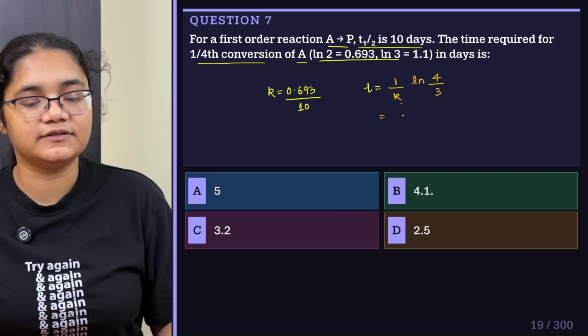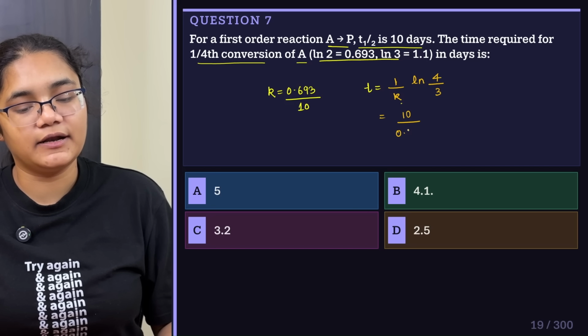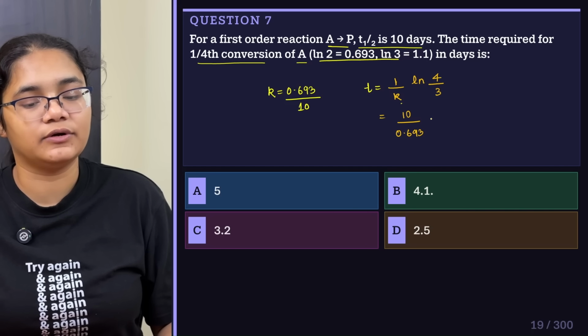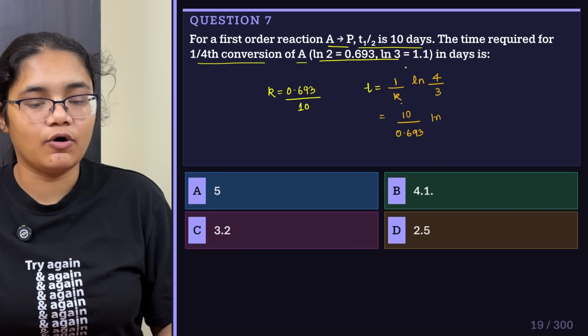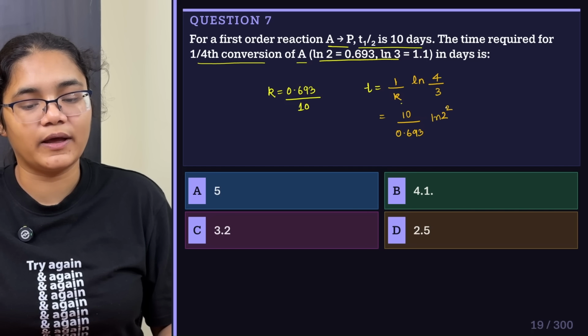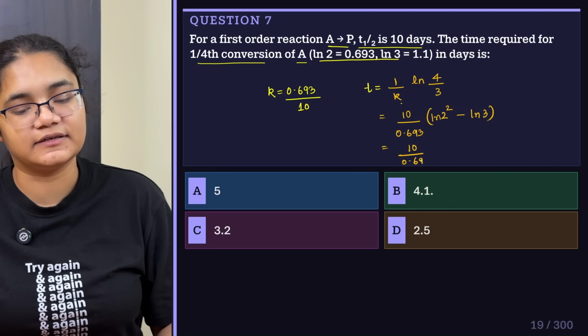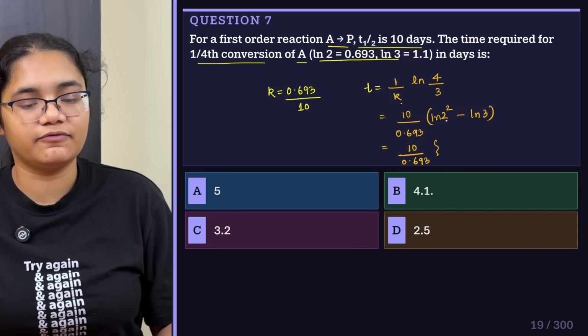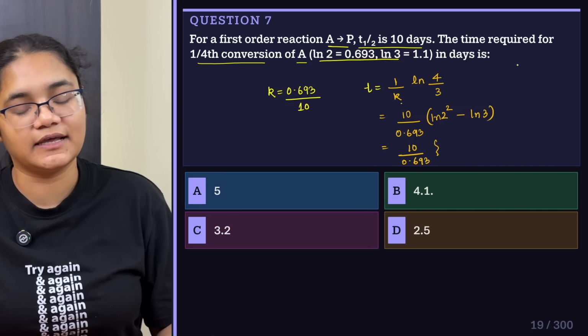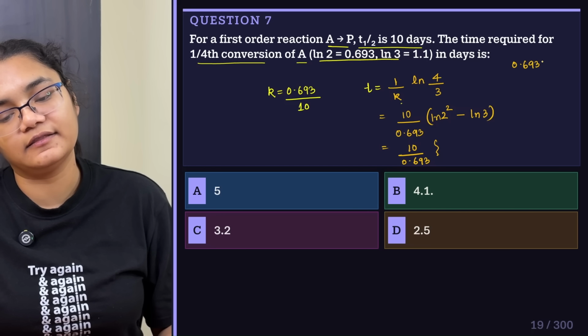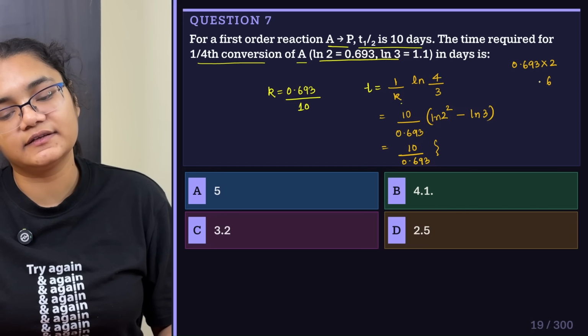Now if I just arrange this one, this will be 0.693 by 10, so 10 goes up here, ln of 2 square minus ln of 3. This can be written like this. Now this gives me 10 to the power of 0.693 into 2 times of ln of 2. Ln of 2 is 0.693. So 0.693 into 2. 2 3s are 6, 2 9s are 18, 2 6s are 12, plus 1 is 13.